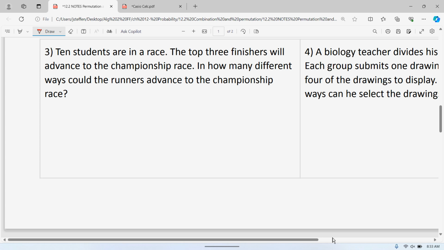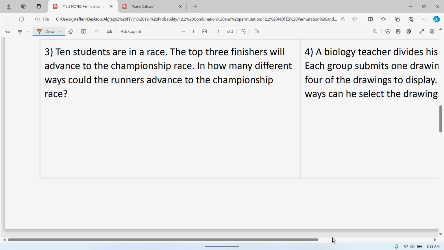So it doesn't matter if you get first, second, or third. You still run the same race everybody else is running. So this one, the top 3 finishers advance. It doesn't matter if you got first, second, or third. You're still moving on. It's just 3 people. There's no ranking system. It's just the top 3.